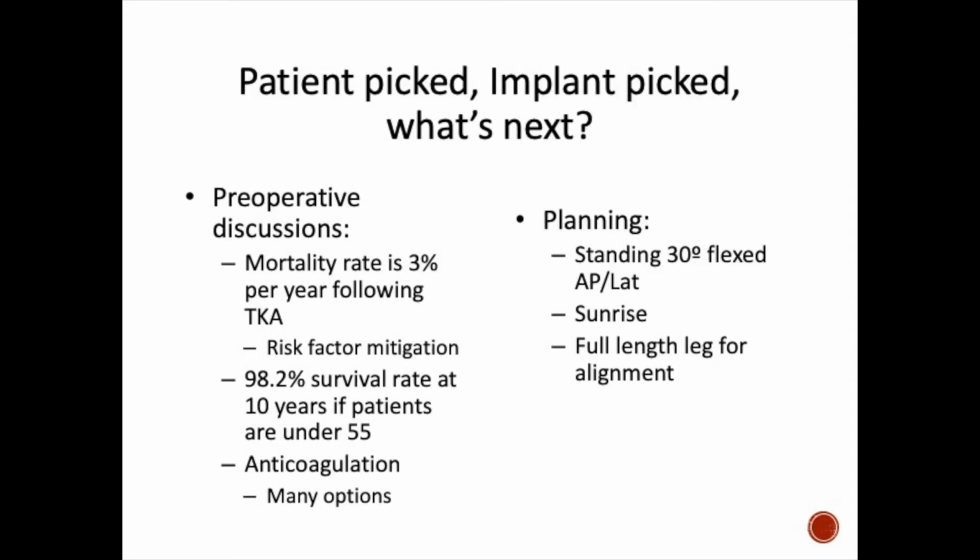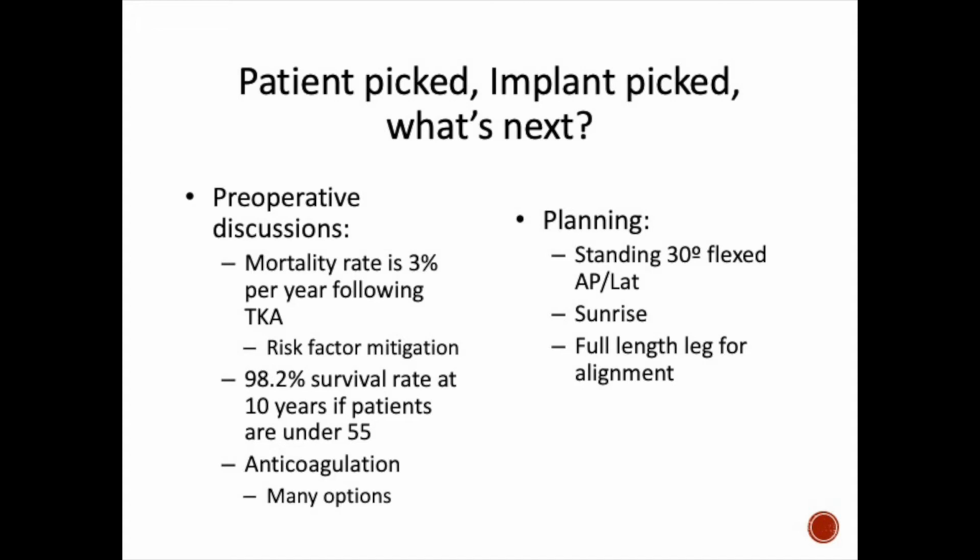Okay, so you have your patient picked, your implant picked, so what's next? Well, the first thing obviously is always preoperative discussions, the risks, the benefits, the alternatives, all of that good stuff. Total knee arthroplasty does put a substantial amount of stress on the human body. Mortality rate is 3% per year following total knee arthroplasty. So this does represent a large stressor, and many patients don't survive long enough to really reap the benefits of a knee replacement.